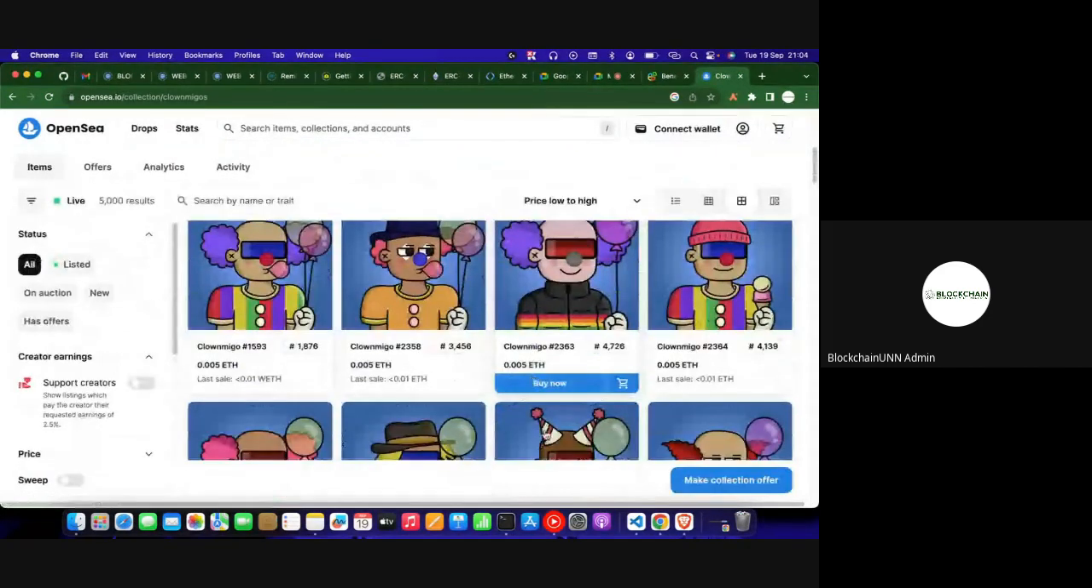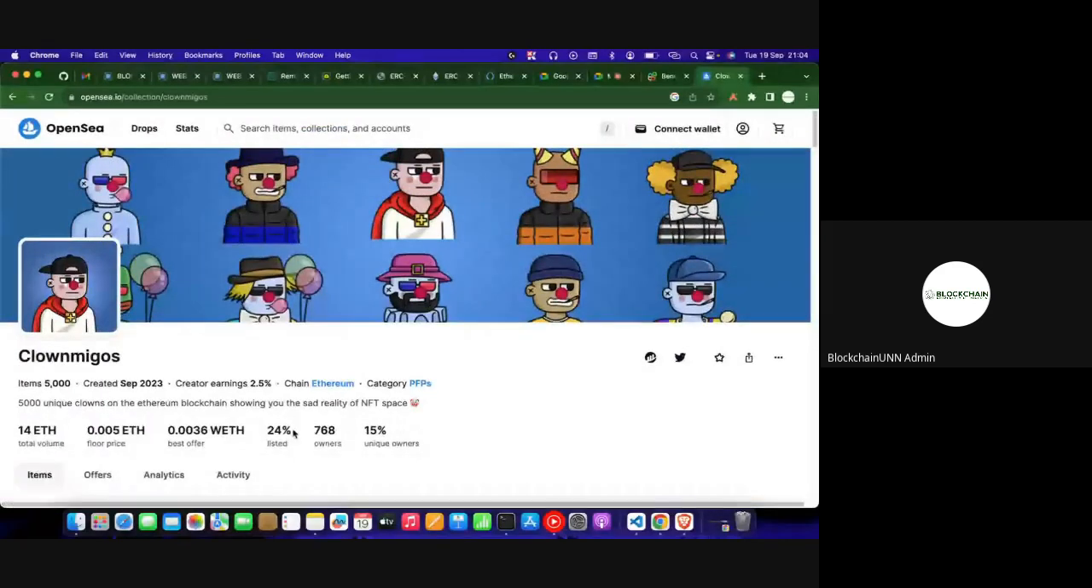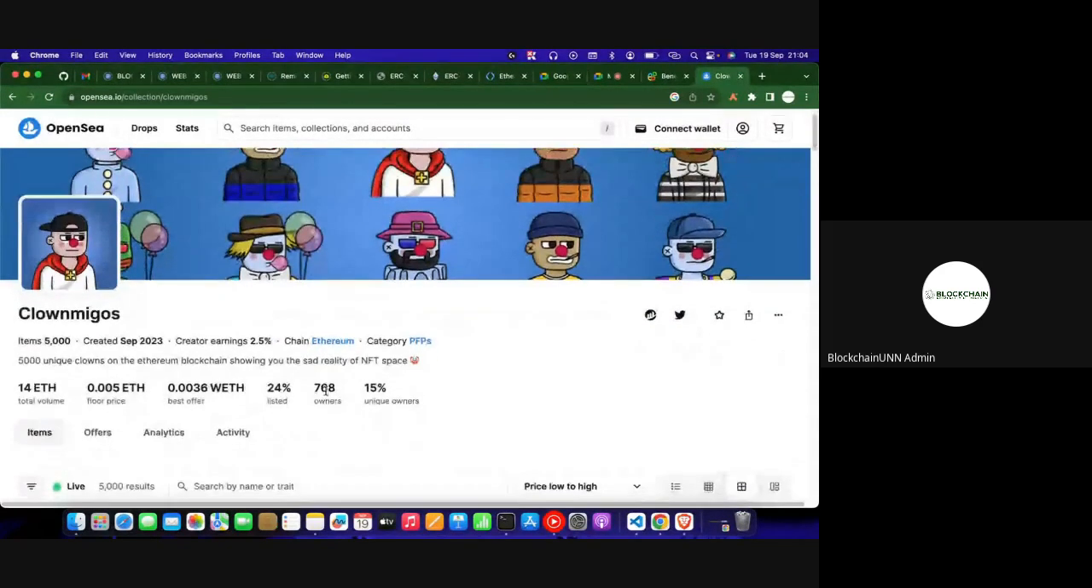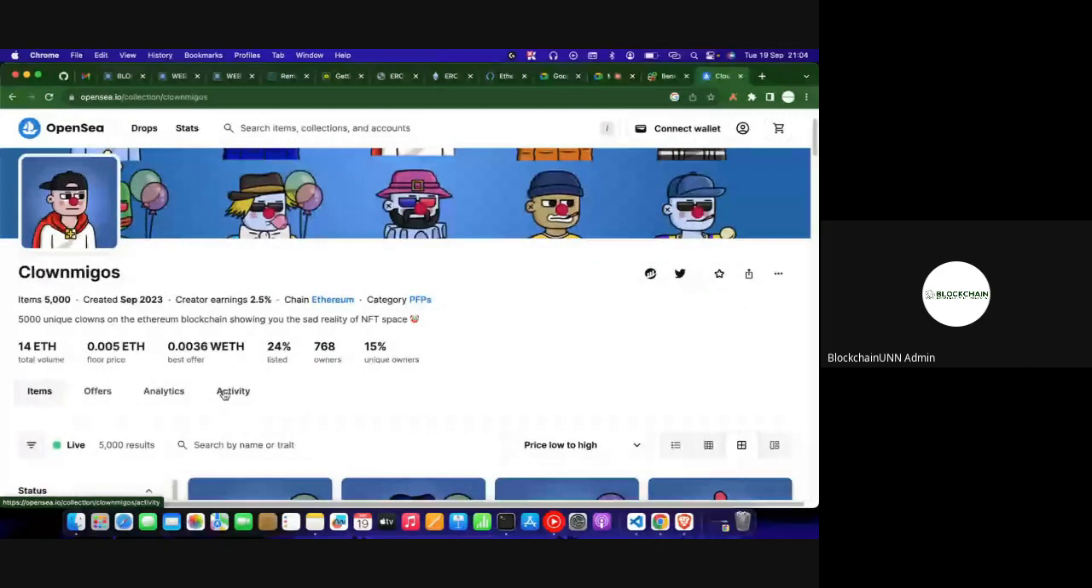So for example, this is an NFT collection called Clownmingos, and as you can see, there are 5,000 items. You could see the date it was created, and this is the earning that the creator gets from each NFT sale. You can see the chain that this NFT lives on, and the category. And here's a brief description: 5,000 unique clowns on the Ethereum blockchain, showing you the sad reality of NFT spaces.